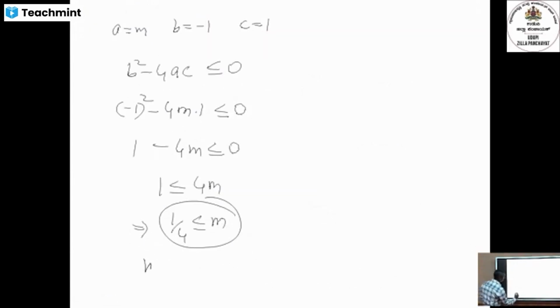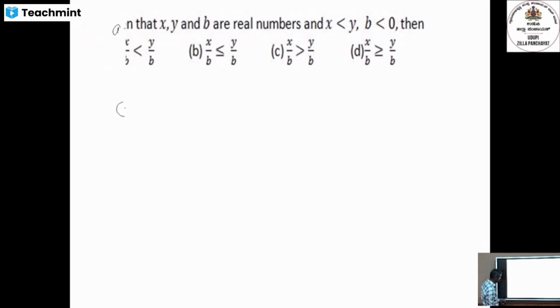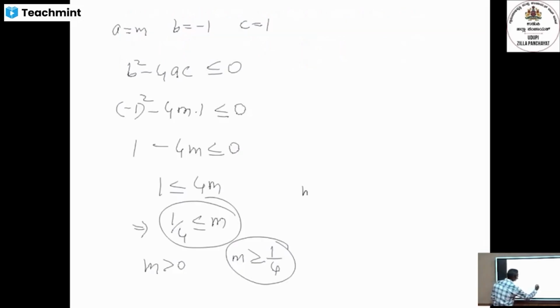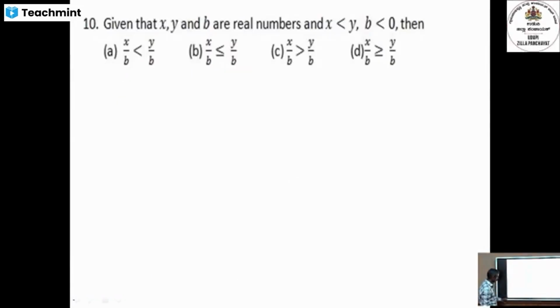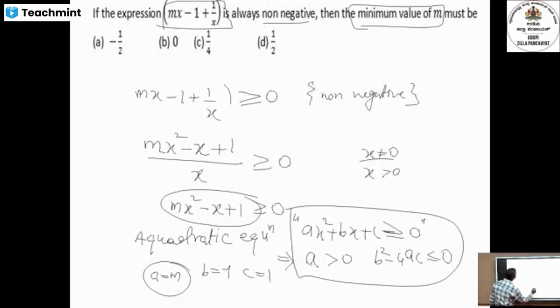So you will have m greater than 0 and m greater than or equal to 1 by 4. What is the minimum value you have to take? The minimum value will be m greater than or equal to 1 by 4. Otherwise, the problem is that m is greater than 0, so if you take a value like m is equal to 1 by 8, then the b square minus 4ac less than or equal to 0 condition is violated. So this is not possible. What is the minimum value you can take? The minimum value we can take is m greater than or equal to 1 by 4.